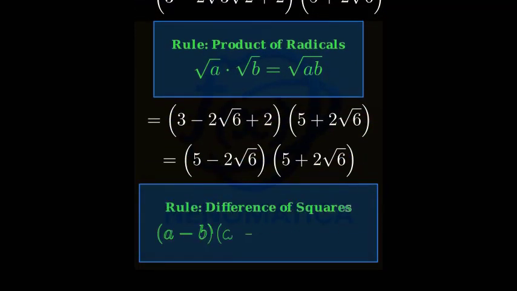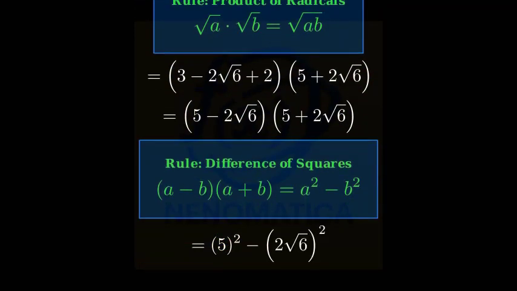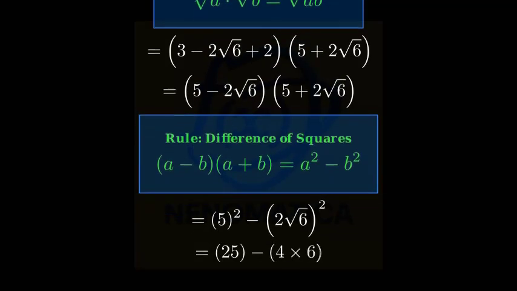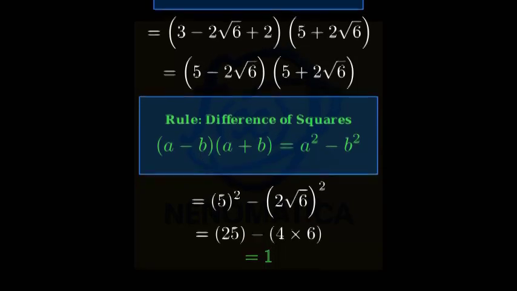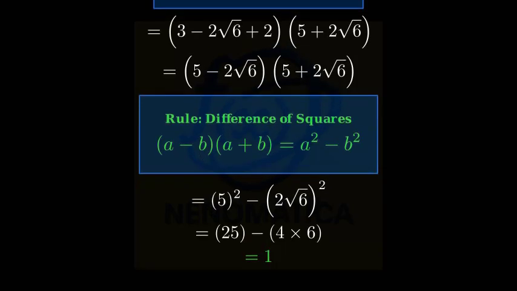Now, we can recognize this expression as a difference of squares. We have a minus b times a plus b, which equals a squared minus b squared. Let's compute the square of each term. The square of 5 is 25. For the second term, we square 2 square root 6 to get 4 times 6, which equals 24. Finally, we calculate 25 minus 24, which gives us 1 as our final answer.